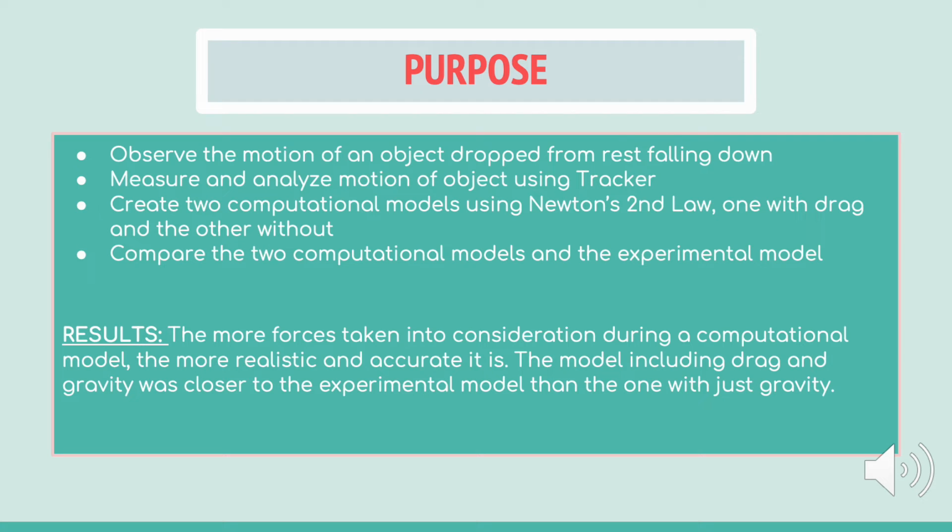The purpose of this lab is to observe the motion of an object dropped from rest falling down, measure and analyze motion using Tracker, create two computational models using Newton's second law, one with drag and the other without, and to compare the two computational models and the experimental model to each other. From these, the results are that the more forces taken into consideration during a computational model, the more realistic and accurate it is. So this is why the model including drag and gravity was closer to the experimental model.